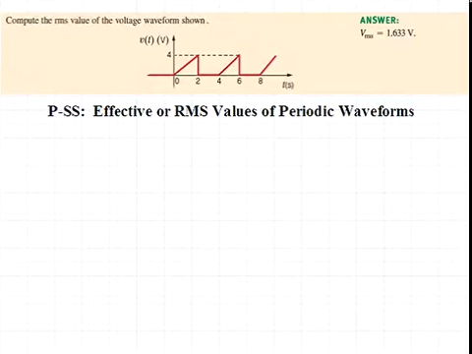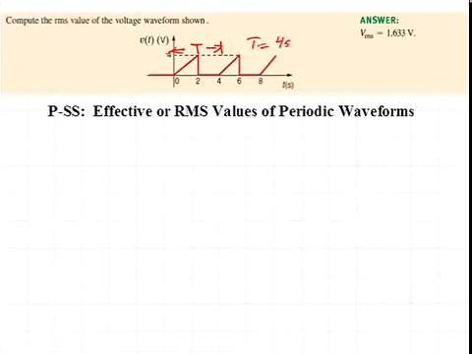This is Learning Assessment Problem 9.14. The problem-solving strategy will be the calculation of the effective or root mean square value of a periodic waveform. In this problem, we are requested to determine the RMS value of this voltage waveform, which is comprised of triangular pulses. The basic period of this waveform occurs between 0 and 4 seconds.